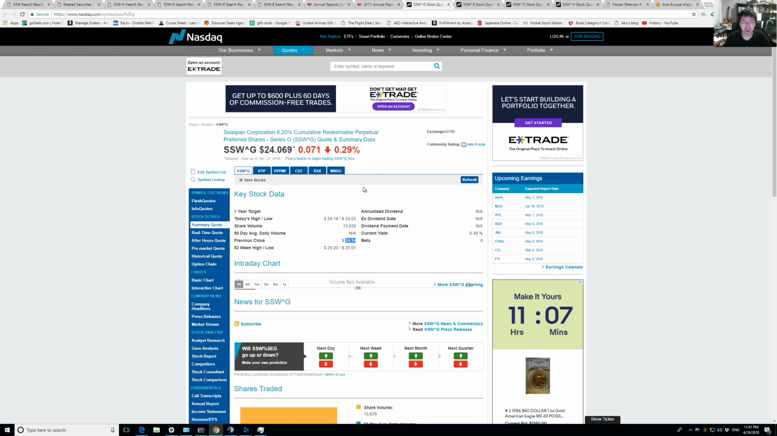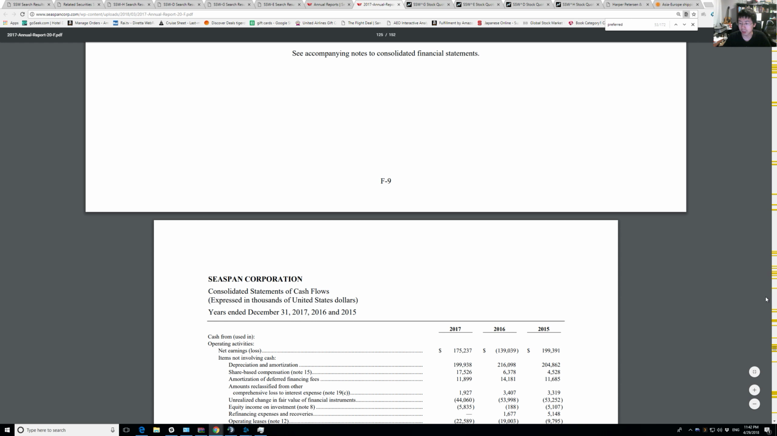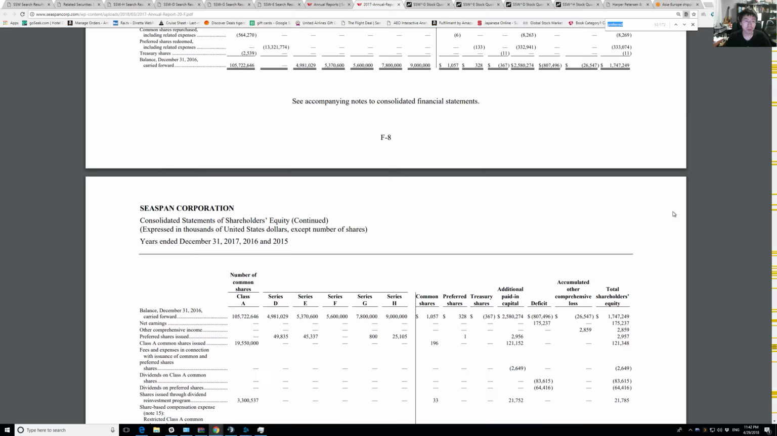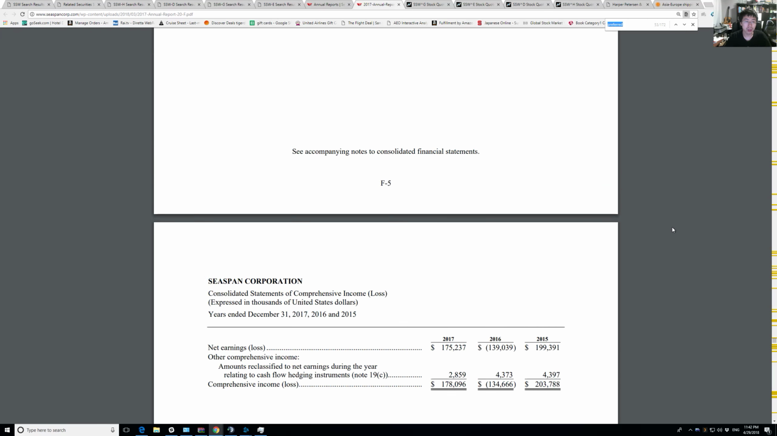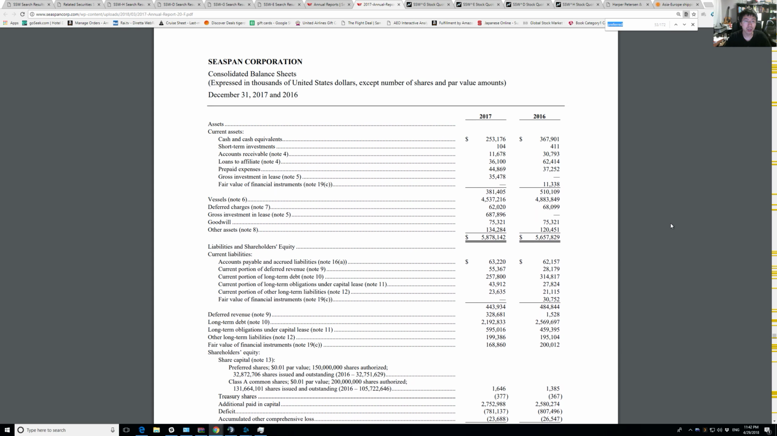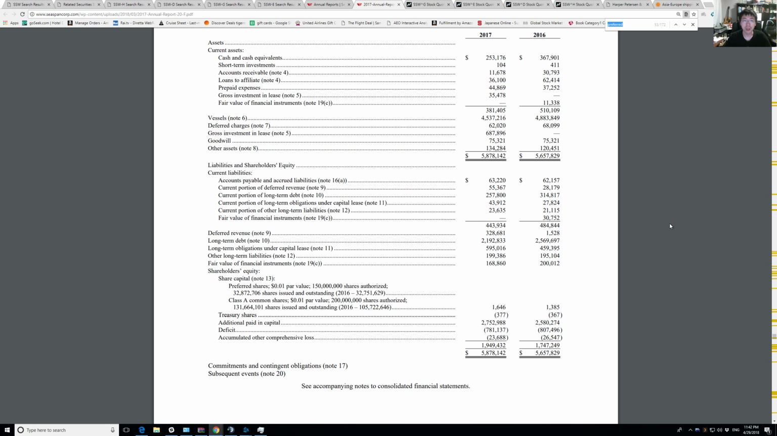Okay, so now we need to understand whether the company can keep paying the preferreds. So now we need to dig into their annual report, as usual. So this is F9. So what does a company do? So Seaspan, I'm just going to put the screen on a balance sheet.